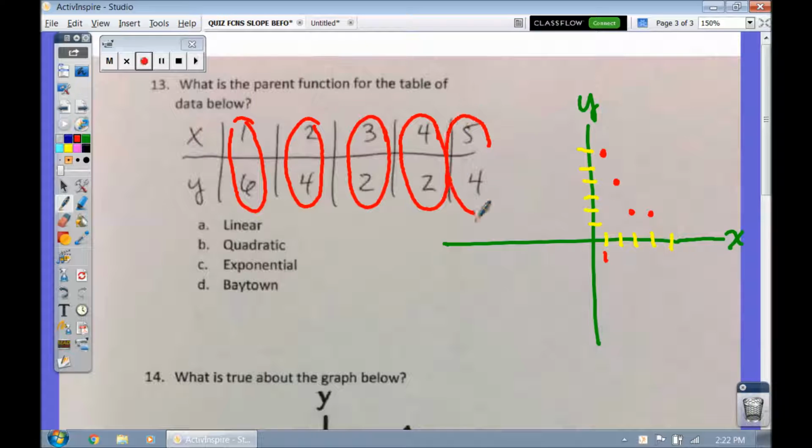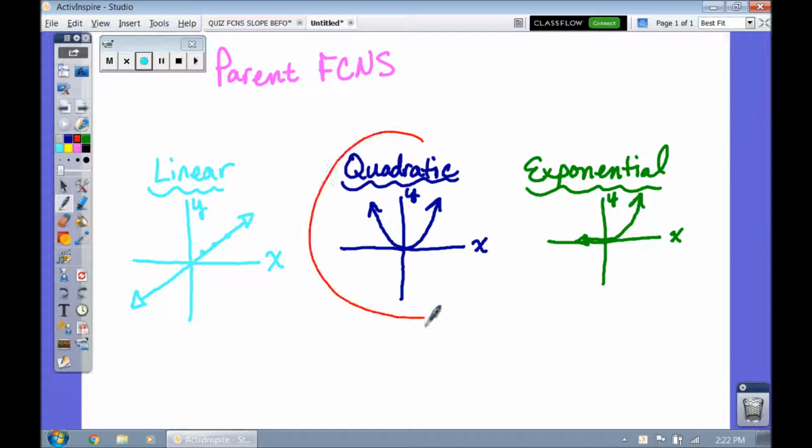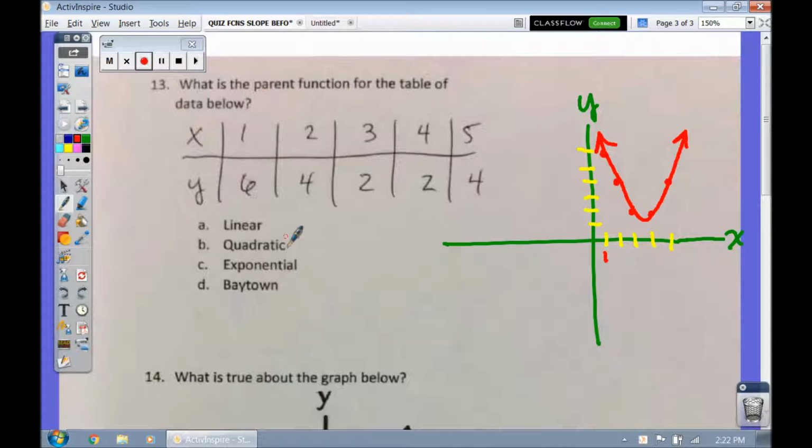This time we're going to go over 5 and up 4, and look what happened to the data. I'm going to erase this in the table so you can see what's going on, but look at the values in the y. Notice that it starts at 6 and then goes down to 4 and down to 2. It stays at 2, but then it starts coming back up. So when I connect these dots, it's going down and then it comes back up. If I continued, what shape does that look like? Well, that to me looks like a quadratic. The question's asking, what is the parent function? Well, the parent would be the quadratic, so your answer is B.